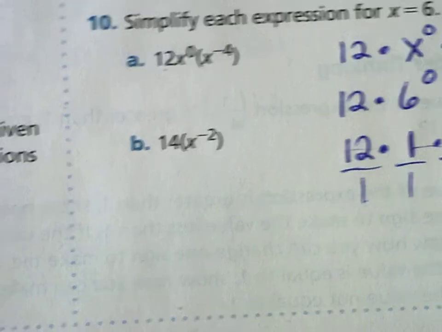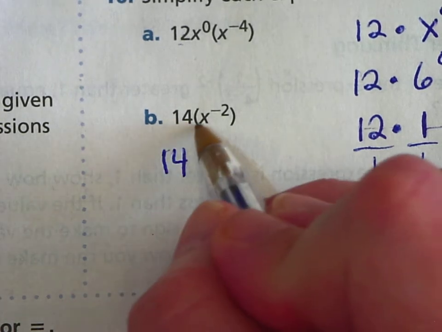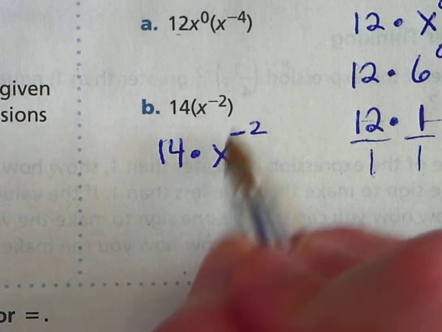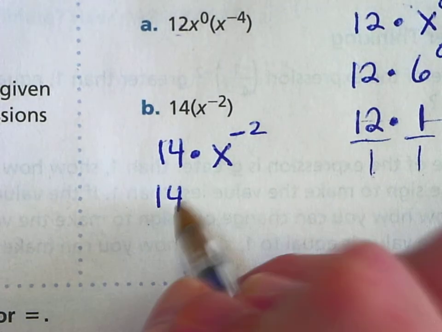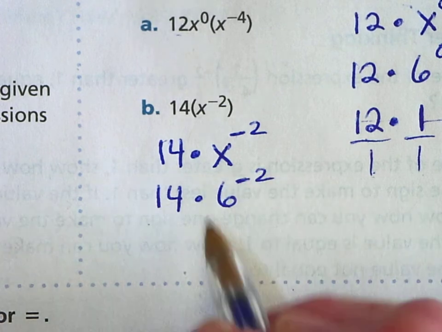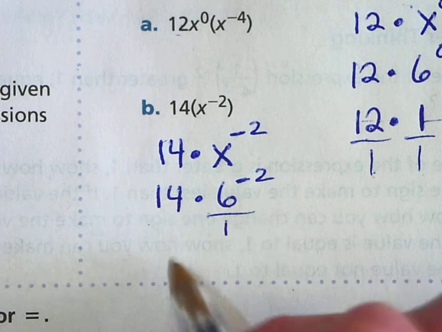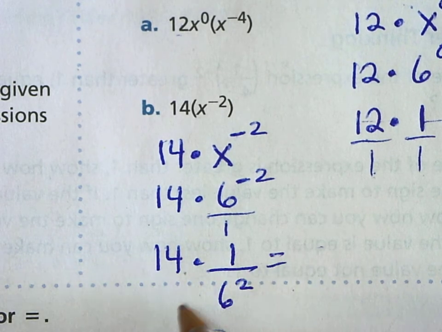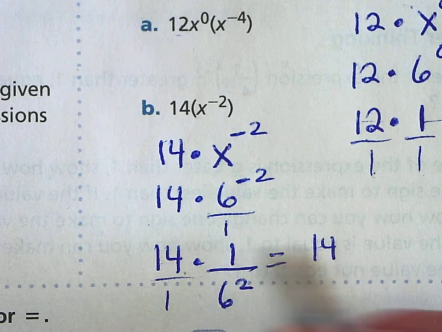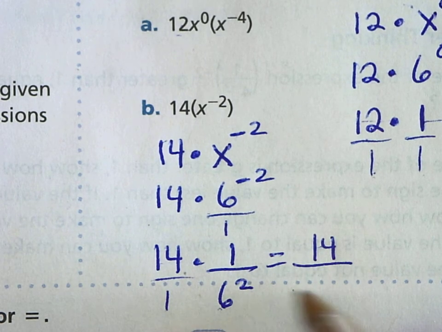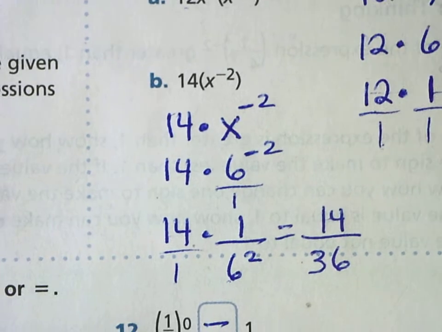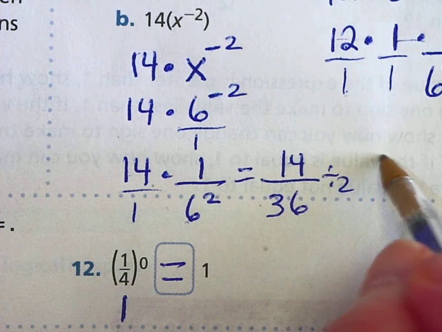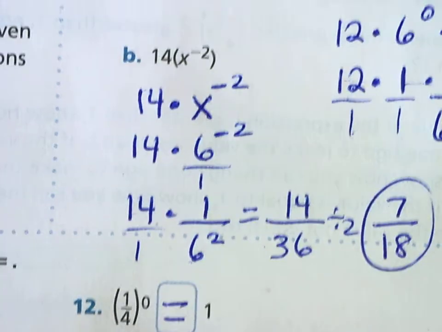Okay, you're going to do the exact same thing for this one. 14 next to x squared means 14 times x to the -2 power. Let's plug in 6 now for the x. So 14 times 6 to the -2. You're going to make this a fraction and flip it. So this is going to be 14 times 1 over 6 squared. Now you're going to multiply straight across. So 14 times 1 is 14. And then 6 times 6 would be 36 on the bottom. And then because these are both even numbers, you could divide both of these by 2 and get 7/18. I hope that helps.